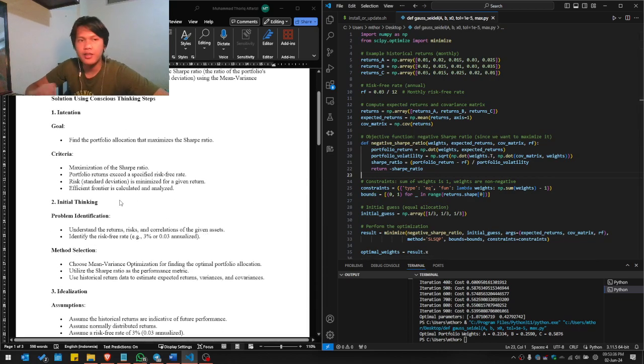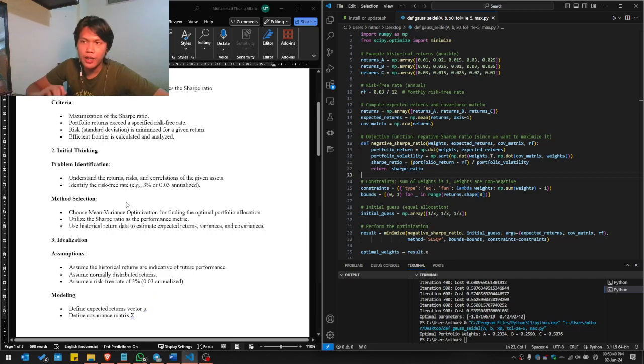And the second step is initial thinking. So we have our problem identification, and we have to understand the returns, risks, and correlations of the given assets, and to identify the risk-free rate, for example, 3% or 0.03 annualized.